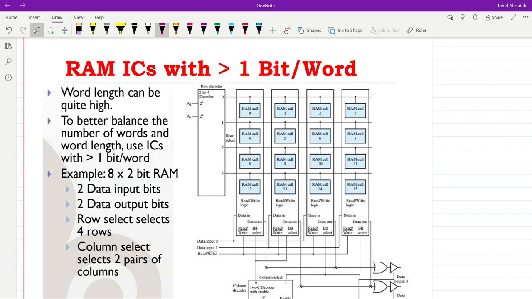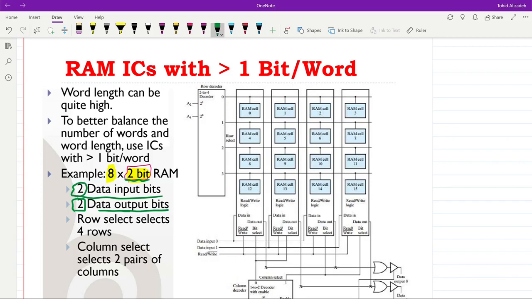We have an example of 8 by 2-bit RAM. So we have the RAM which has 8 words, and in each word we have 2 bits. Since we have 2 bits, the size of the data input will be 2. Obviously, for the data output, we will have 2 bits as well. We have 8 elements to select among.